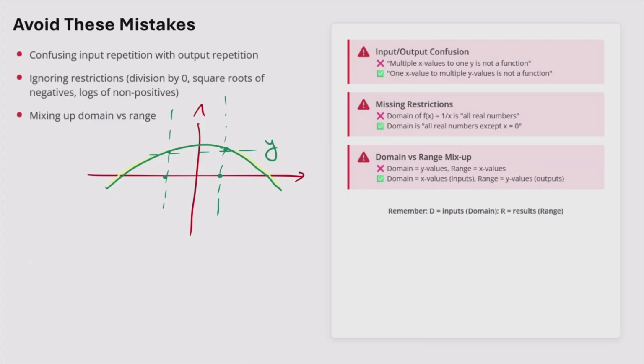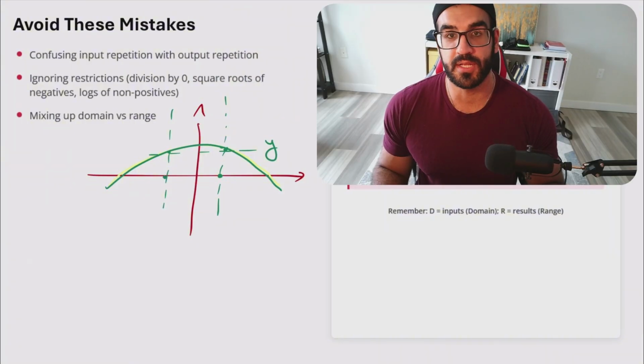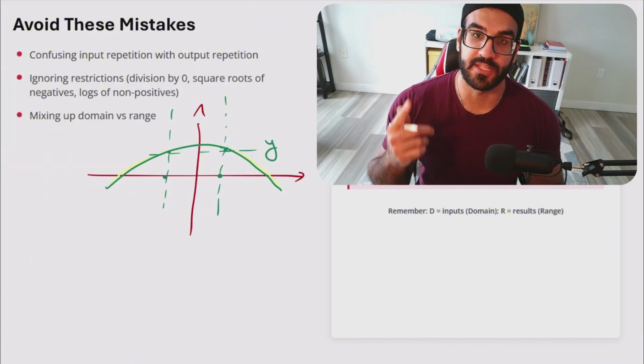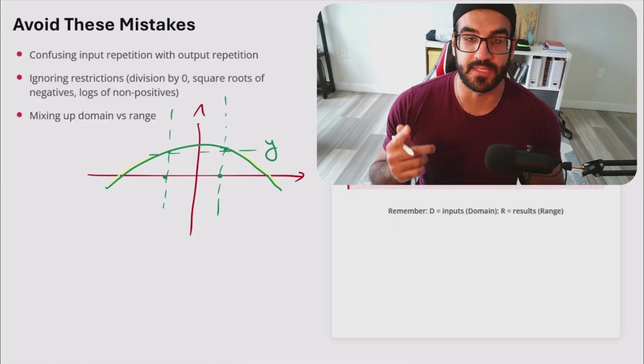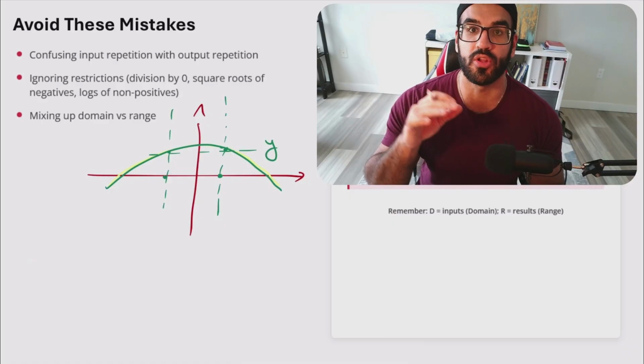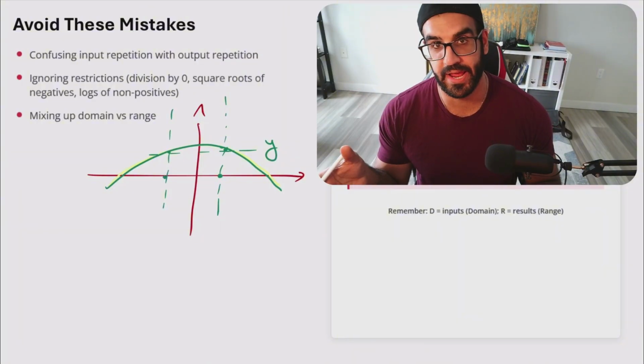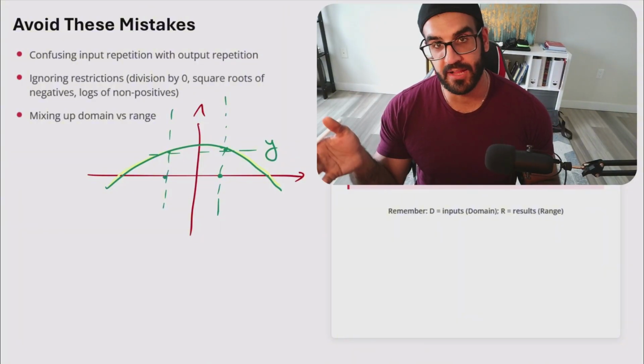Another thing is that sometimes you have to watch for restrictions: division by zero, square root of negative numbers, logs of non-positive numbers. And if you remember, we had a definition that we called the domain. Domain means all of the acceptable values that we have for x. The range was all of the values that we have for y.